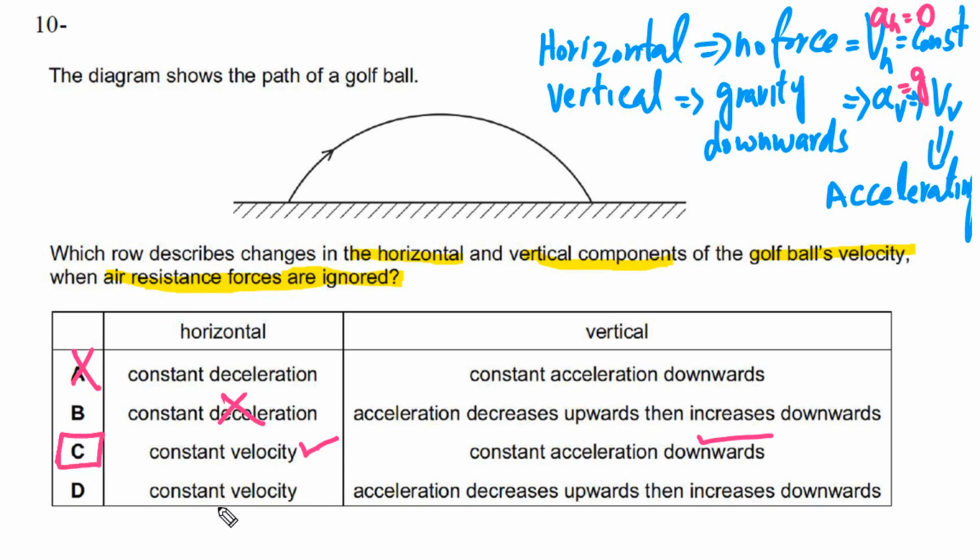Let's look at part D as well. Constant velocity, that makes sense. Acceleration decreases upwards, that is wrong. So D is not the answer. C is our answer for this question.